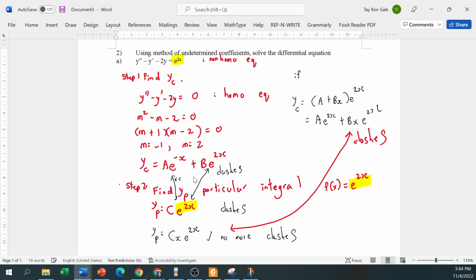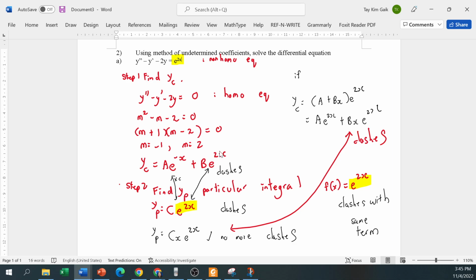This one no clash, but this term and this term are the same. What we call a clash is actually the same term. This one is e^2x, this one is also e^2x, so exactly the same term. Okay, clash, got it. Clash happens with the same term.